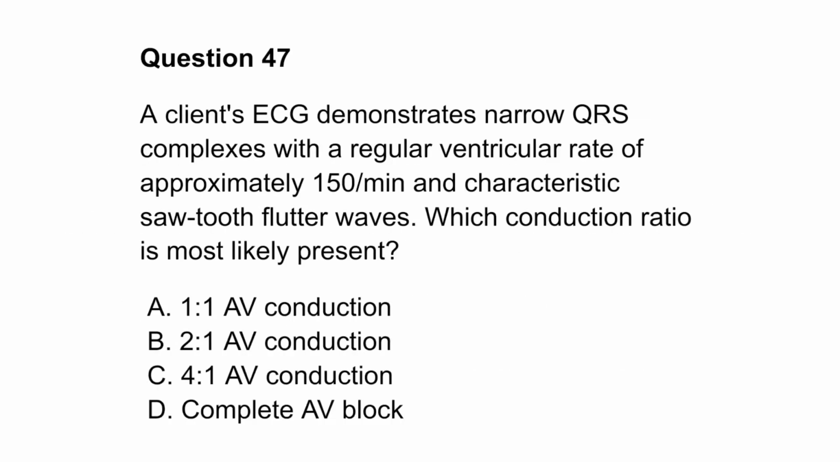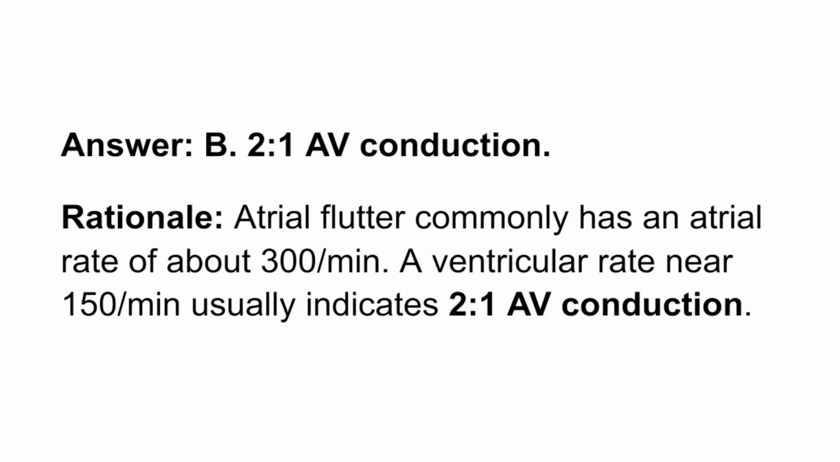Question 47. A client's ECG demonstrates narrow QRS complexes with a regular ventricular rate of approximately 150 per minute and characteristic sawtooth flutter waves. Which conduction ratio is most likely present? A. 1:1 AV conduction. B. 2:1 AV conduction. C. 4:1 AV conduction. D. Complete AV block. Answer: B.